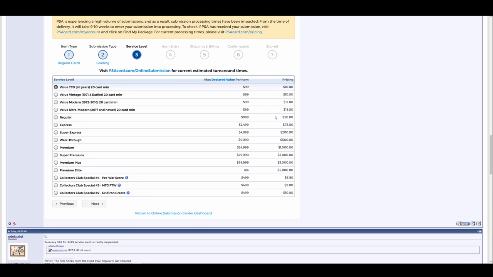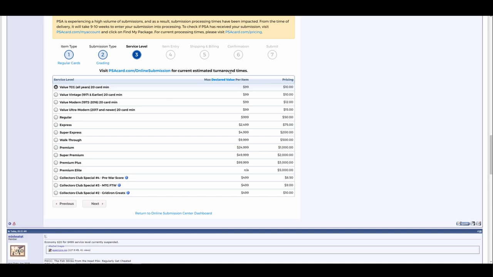Economy, which used to be the $20 level, is now gone. Regular is still there. That is $50 a card. That's going to be a deal breaker for most people unless you're submitting something you need fast. And if you're submitting something that you need fast, you're probably just going to pay the extra $25 and get it express. Let's be real. If it's that big of a card, you're going to want it back that much quicker to sell it. So you're just going to pay the express price versus the regular price.